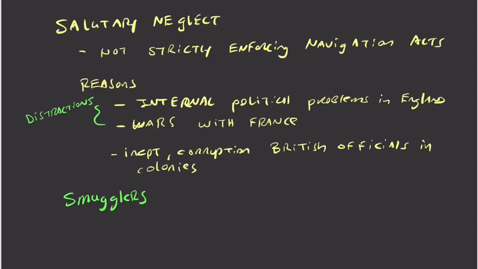So we have smuggling going on. So people ignoring the laws, selling to the French, the Spanish, or the Dutch anyway. And why doesn't the government crack down on that? Well, because the officials that were sent to the colonies were inept and corrupt.